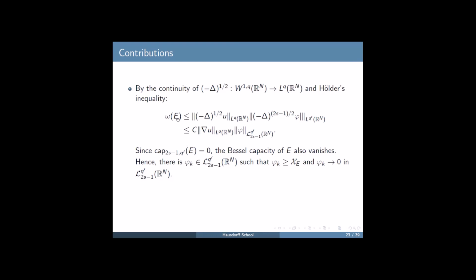So if you use this inequality here for the sequence, and then take k going to infinity, what you get is that the measure of the set is 0. So we prove the result. It's not a characterization of solutions as in the local case, but we have something very, very similar.